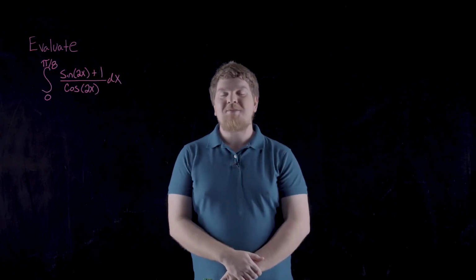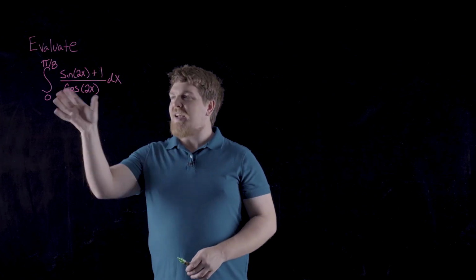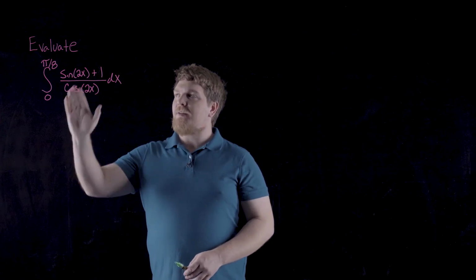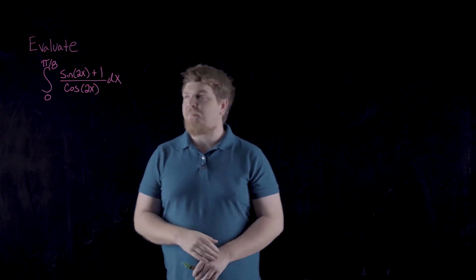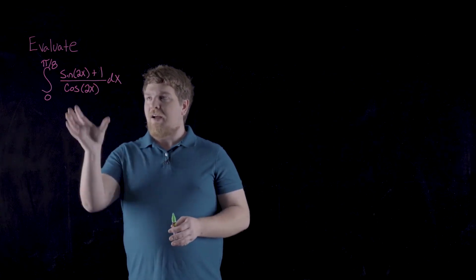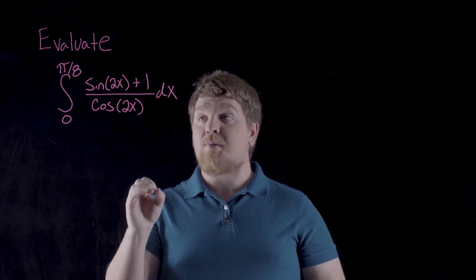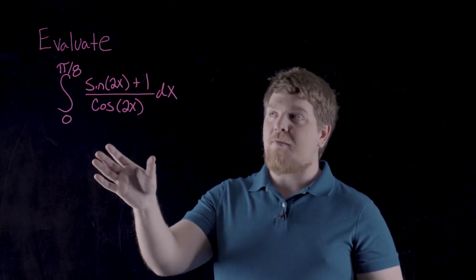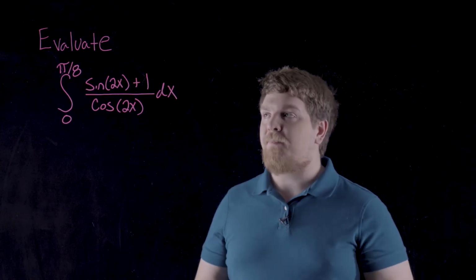Hi, my name's Gabe. For this problem, we're asked to evaluate the definite integral of (sine of 2x plus 1) divided by cosine of 2x from x equals 0 to x equals pi over 8. So as we're looking at our definite integral, in particular the integrand, we should see that this does not match with any of the forms that we are able to directly integrate.